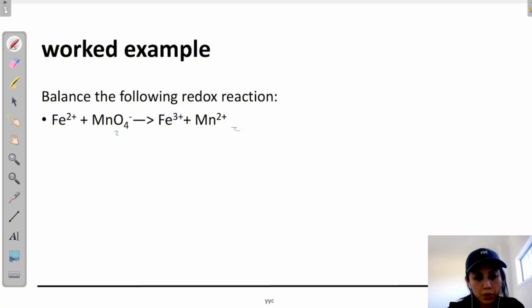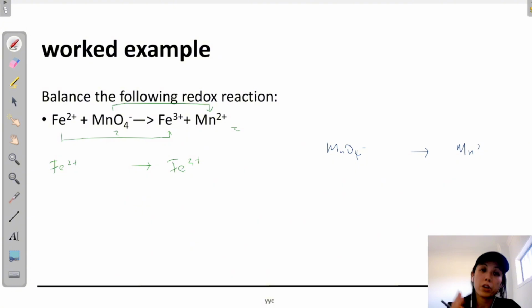So what we want to do first is to pull out the 2 half equations. So find the pairs that belong to each other before and after. So I've got this pair here and I've got another pair here. I'm going to put it on this side. We're going to balance them one by one first, okay?